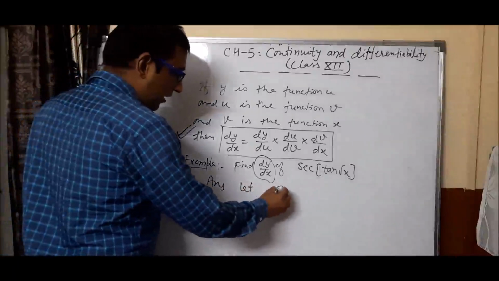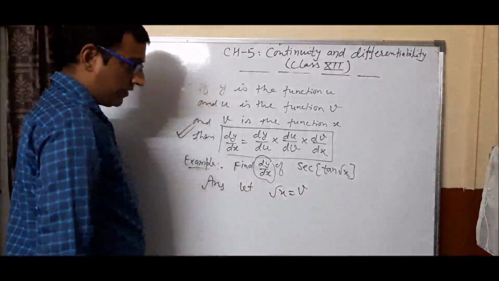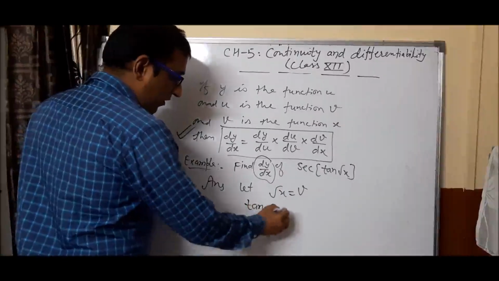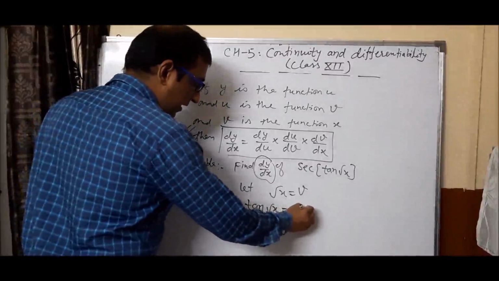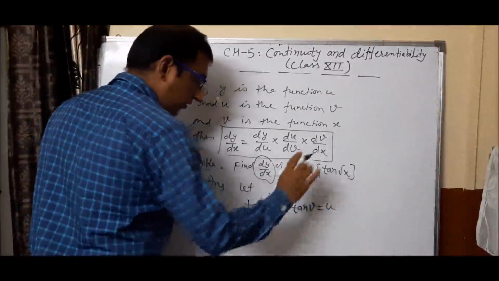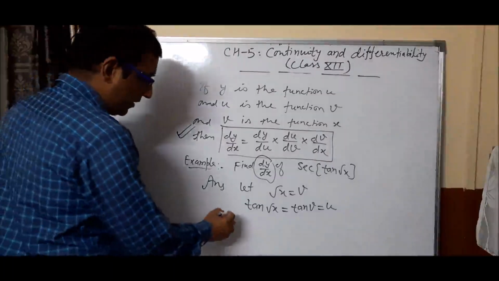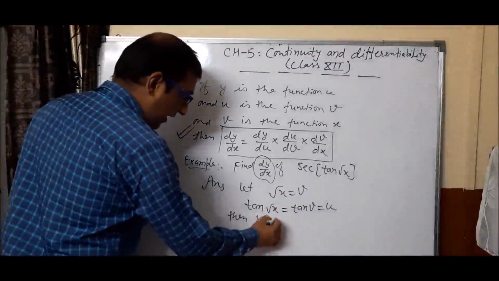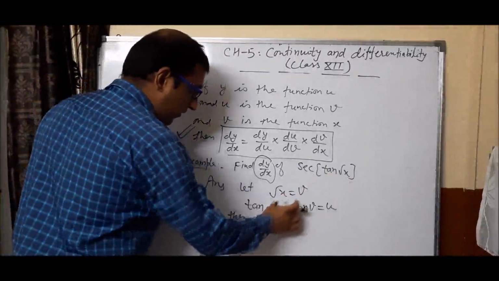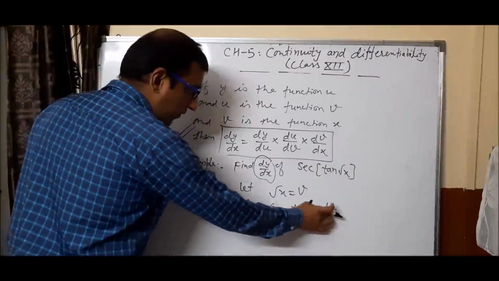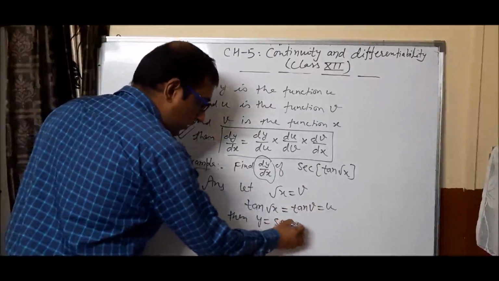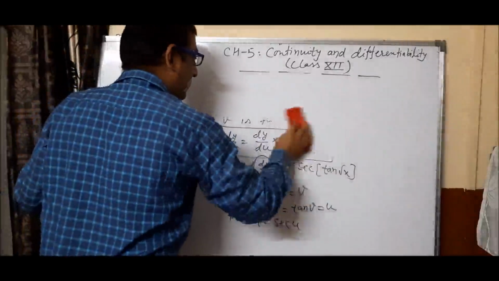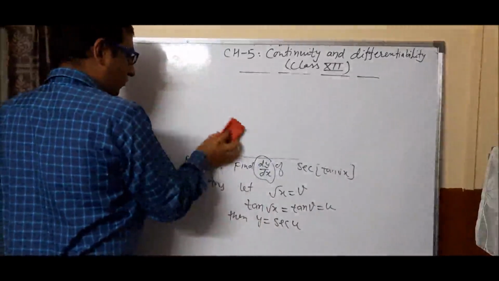Let root x be v. Then tan of root x we will write as tan v, and let this be u. Then we can say y equals sec as it is, and tan of root x is tan v, and this equals u. It means y equals sec u. After this, we will continue with the concept of chain rule.